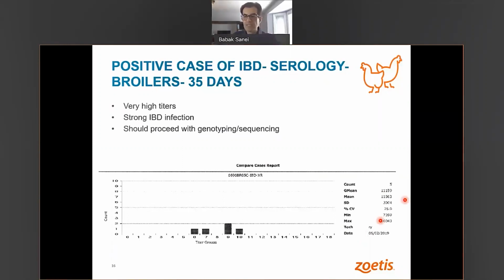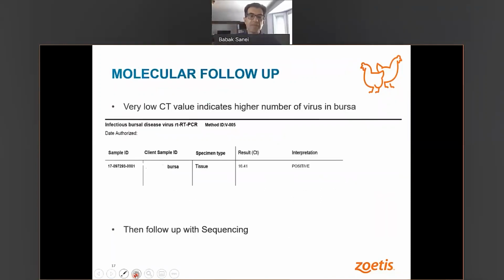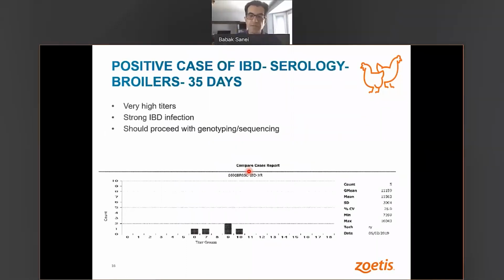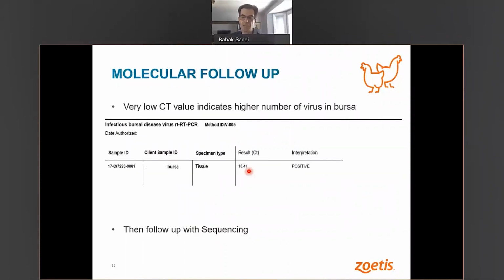So the mean is 11,000. The CV is 25. So it's a really good example of infection. And then you have the very low CT value, which indicates a higher number of virus in the bursa. As I mentioned before, you do the molecular on that and look at the CT. 16 is a very high level, and this is very consistent with this titer. So the flock has been exposed to the virus early enough to replicate that field virus and cause this problem.